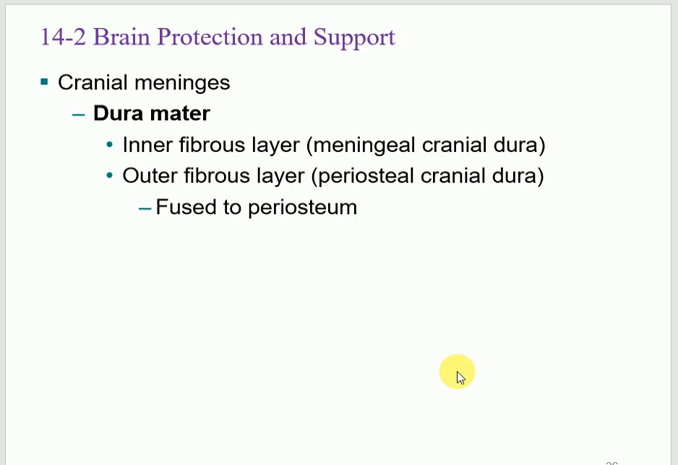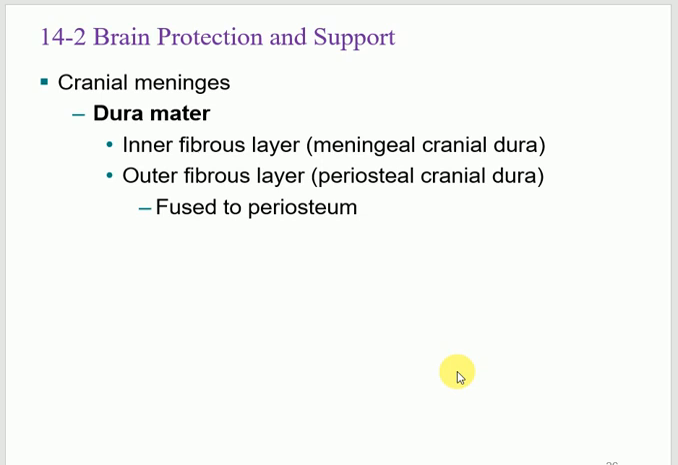The dura mater, which is the outermost one, is 2 layers here. There is an outer one that's adherent to the bone, and there is an inner one which is part of the meninges. Pia, arachnoid, dura, 2 duras. The inner one that's part of the meninges we call the meningeal layer. And the outer one we call the periosteal because it is fused to the periosteum.